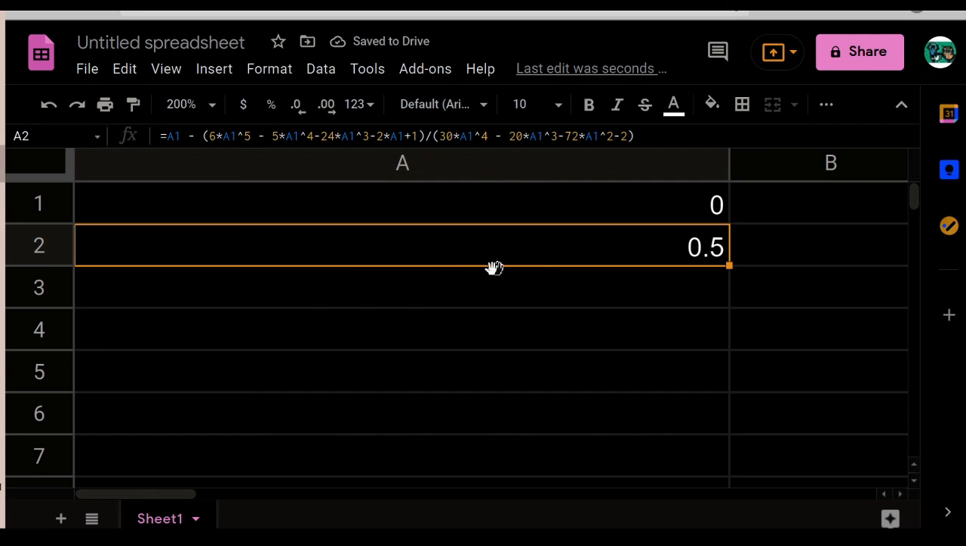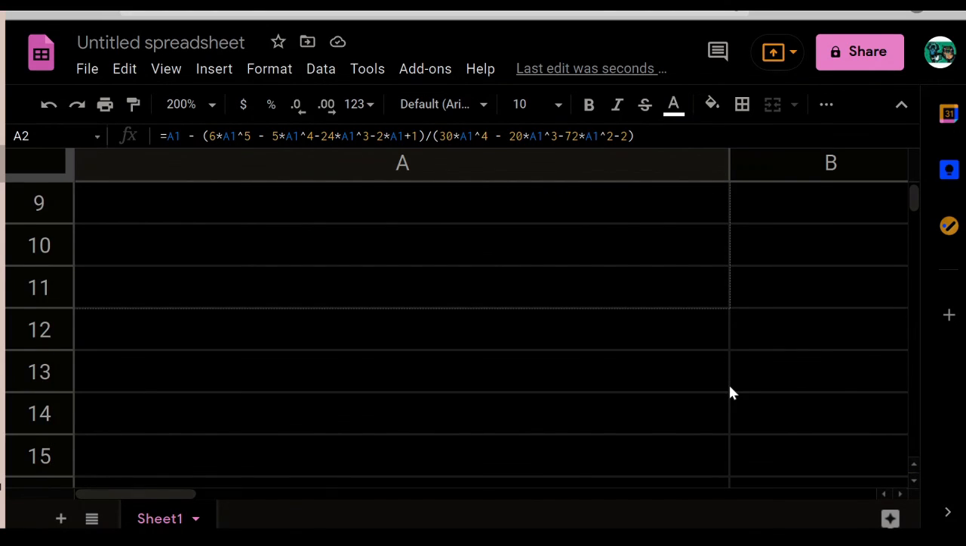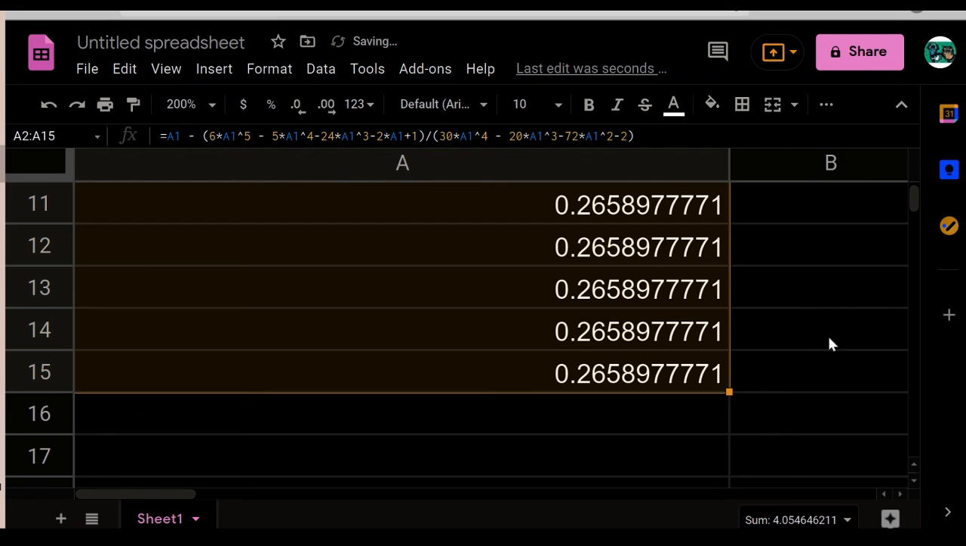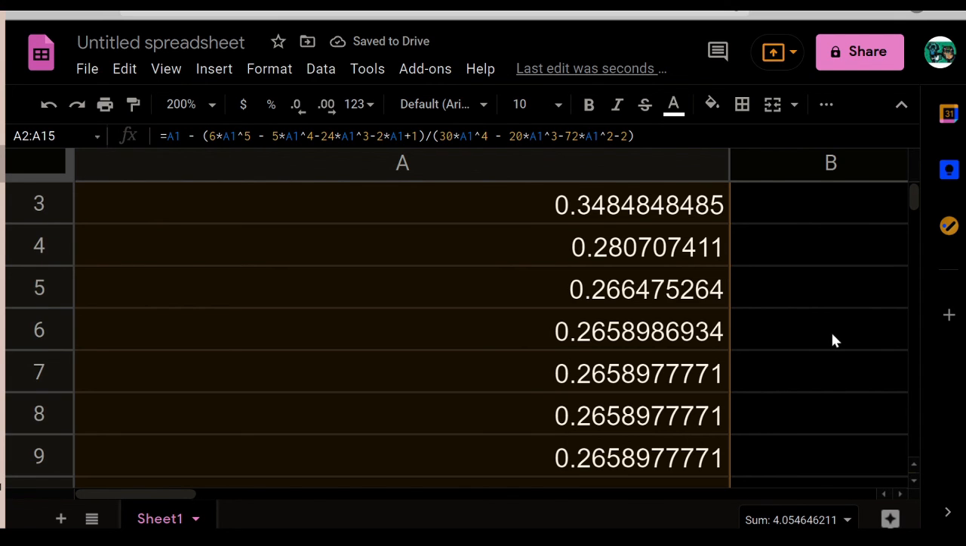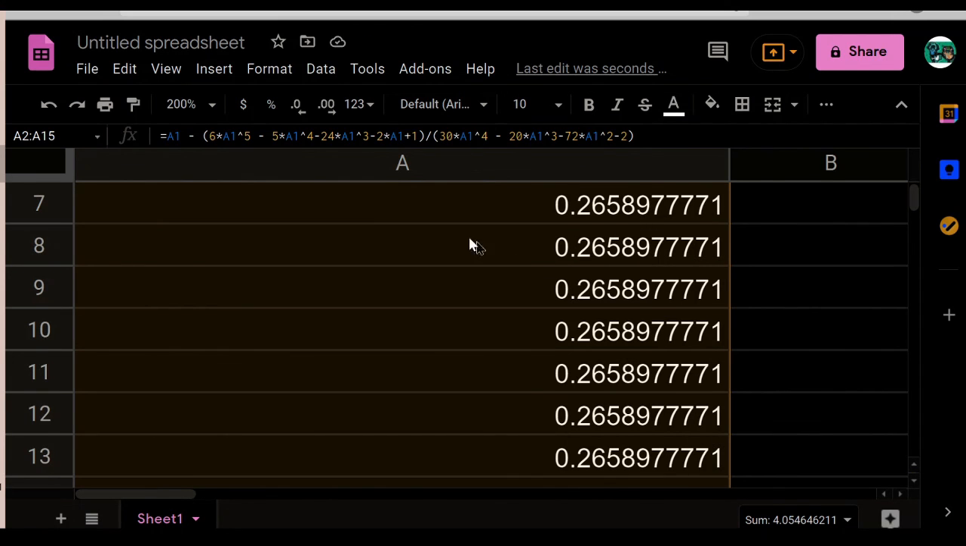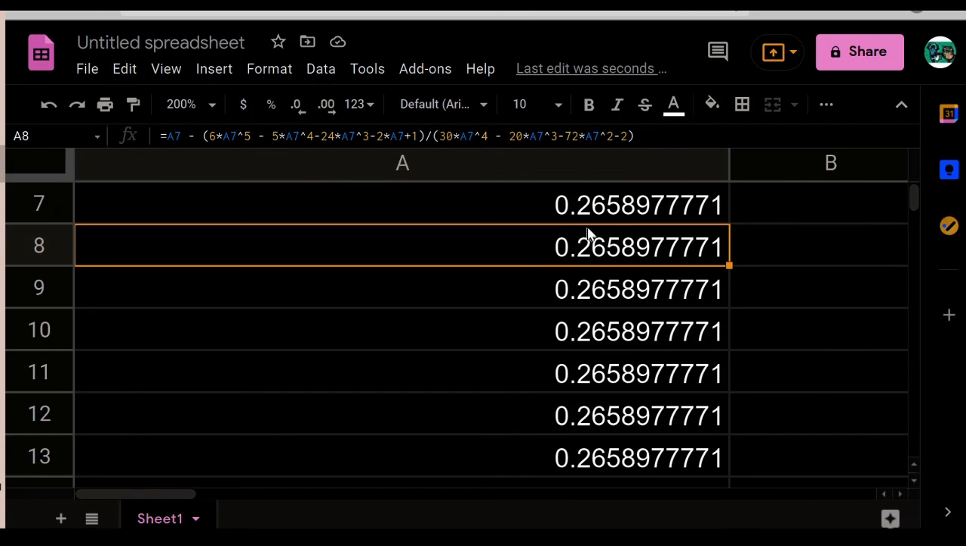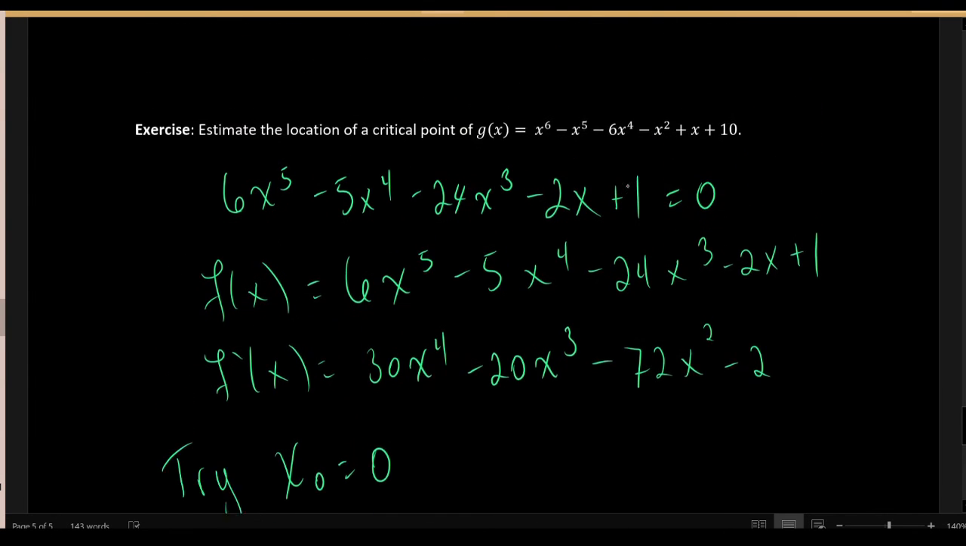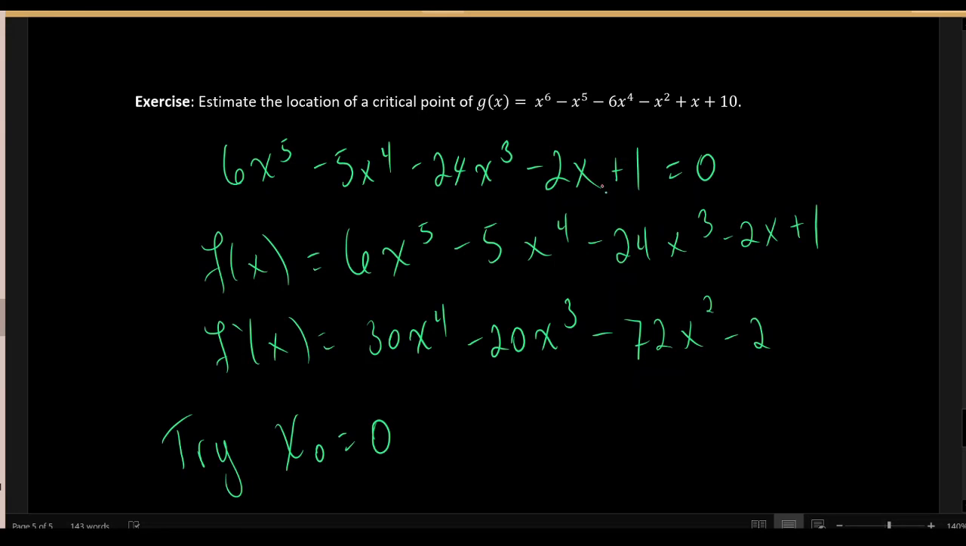Alright, off screen I went ahead and typed that big mess in. Here is the formula for f of x with x replaced by a1, and here's the formula for f prime with x replaced by a1. So now let's autofill, click, hold, drag. Okay, and it looks like our critical point is located at approximately 0.265897771.